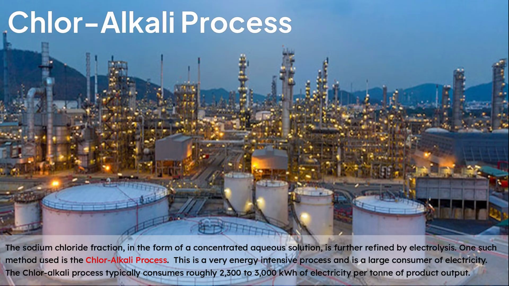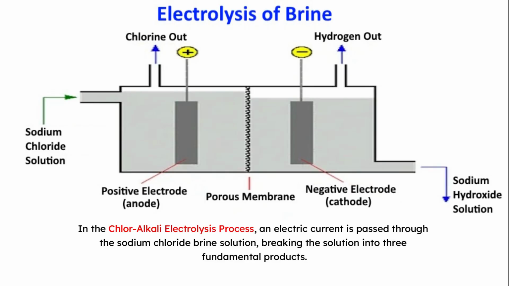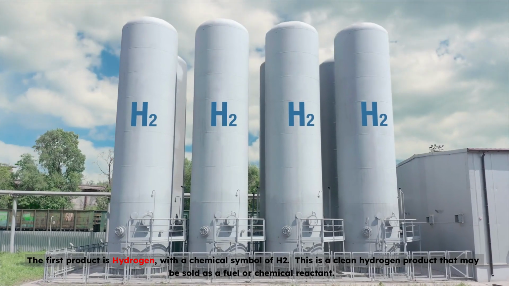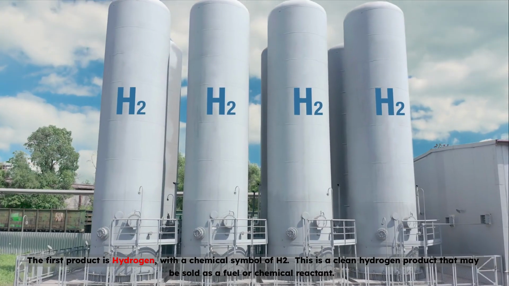This is a very energy-intensive process and is a large consumer of electricity. The chlor-alkali process typically consumes roughly 2,300 to 3,000 kilowatt-hours of electricity per ton of product output. In the chlor-alkali electrolysis process, an electric current is passed through the sodium chloride brine solution, breaking the solution into three fundamental products. The first product is hydrogen, with a chemical symbol of H2.